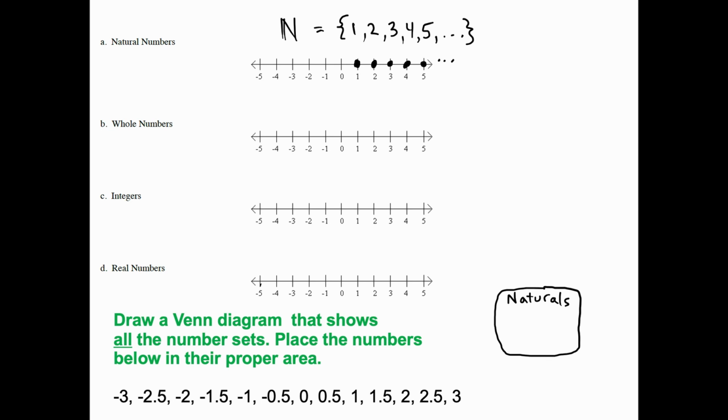The numbers on this list which are natural are 1, 2, and 3. So we want to write those inside the natural number bubble.